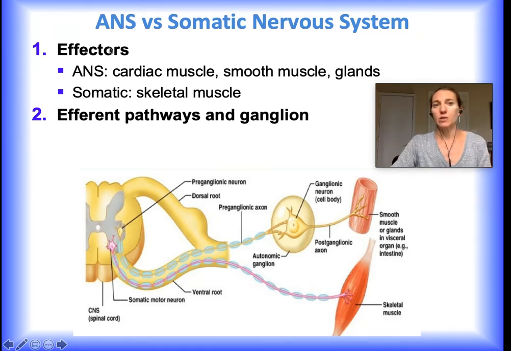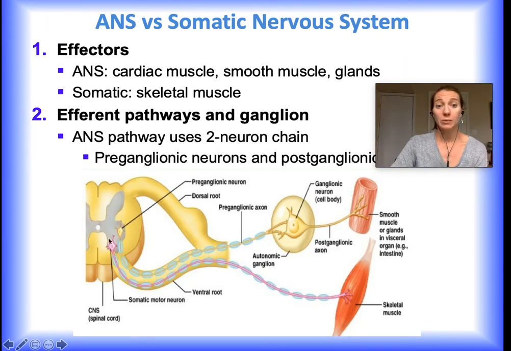Another key difference between the ANS and the somatic nervous system are the pathways that these systems take to implement their effects on the effectors. Here we see a somatic motor neuron, right? This is basically going to be a motor unit: a single motor neuron and all of the muscle fibers that it innervates. But you'll see that there's no ganglia on it. It's a single axon reaching from the ventral side of the spinal cord out to the skeletal muscle. In contrast, on the autonomic nervous system, what we see is a two-neuron chain.